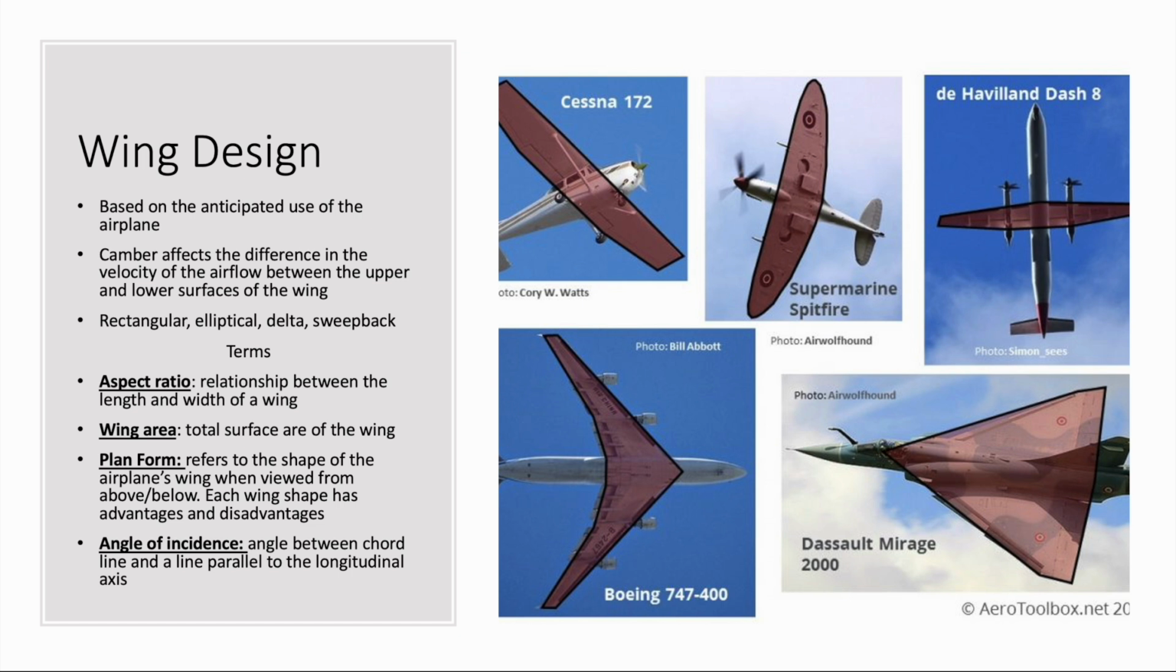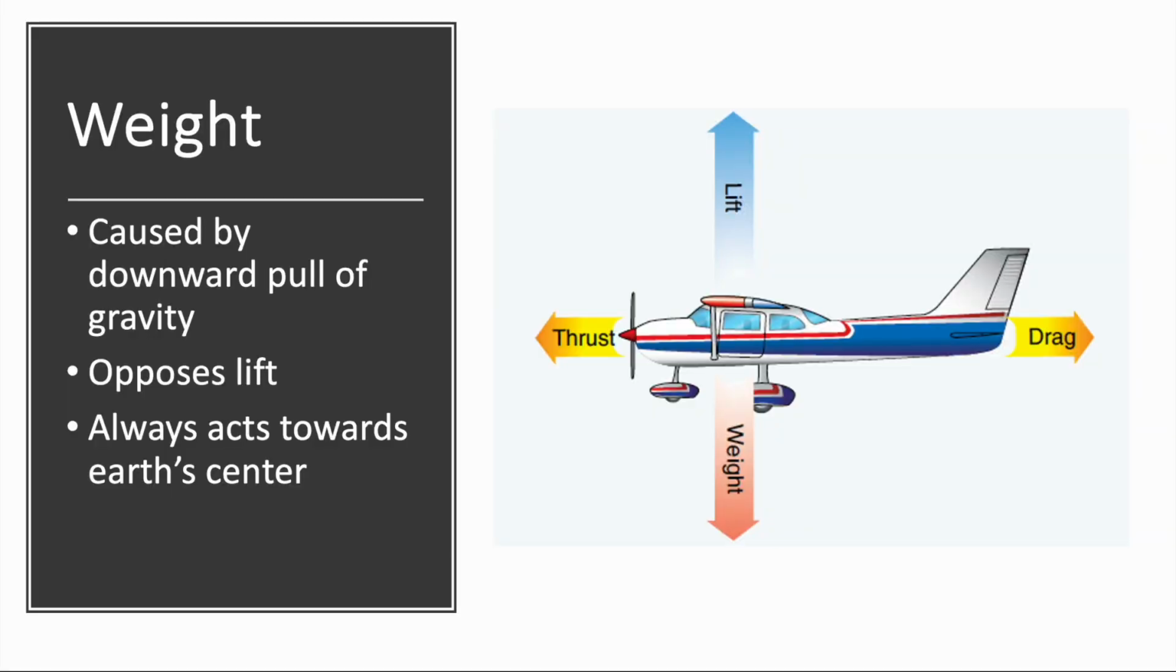All right, next we get into weight. So compared to lift, this is pretty simple. The downward force is caused by gravity, always works towards the center of Earth. So no matter what maneuver you're doing in the plane, weight is always going to act towards Earth. So if this plane is moving like that, your weight is always going to be pulling you towards the center of Earth.